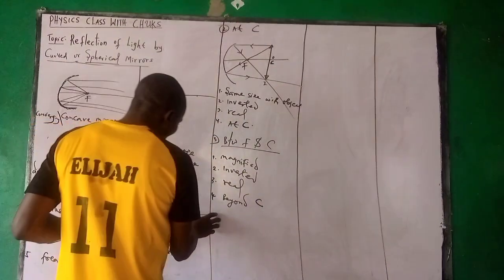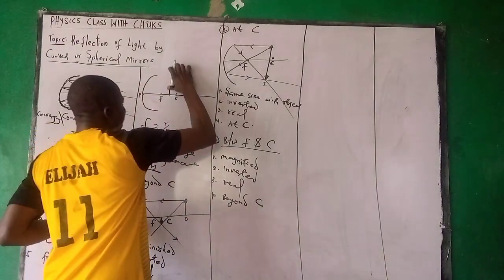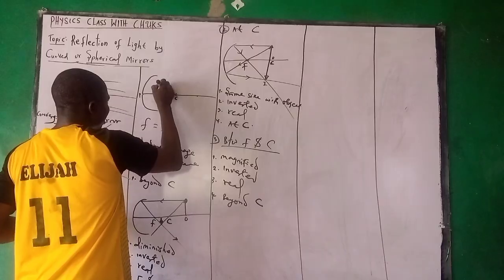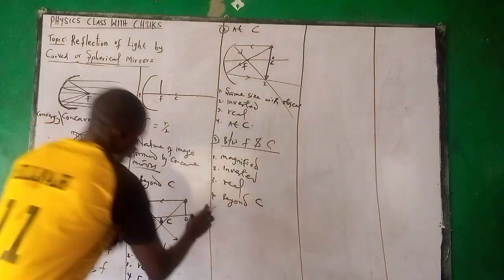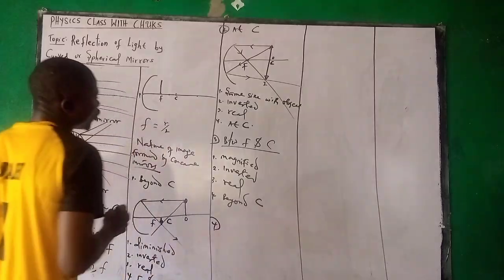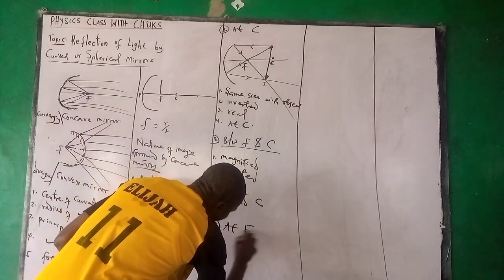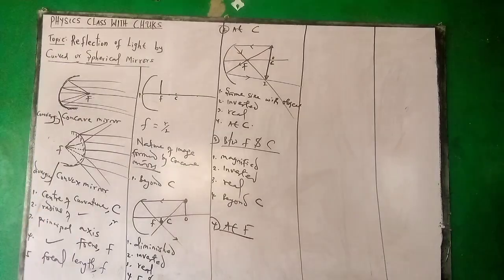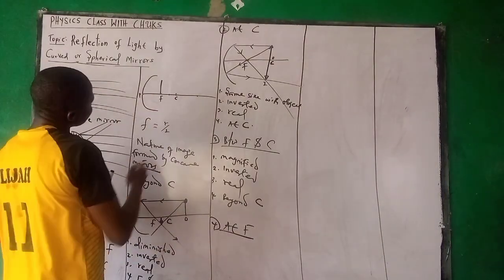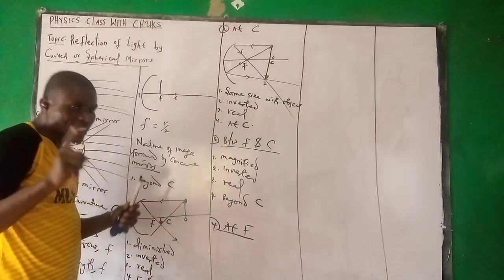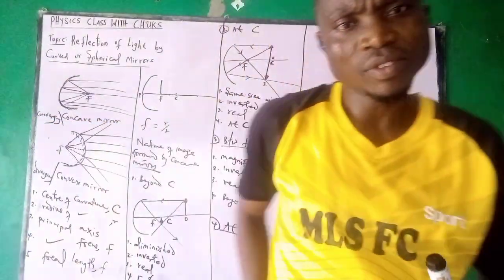Now, what if I shift my object and place it at the principal focus? What will happen to my image? That's my fourth position of an object before the mirror, that is at F. What will happen to the image? If the object is at F, that kind of image cannot be seen. You can't see that image.